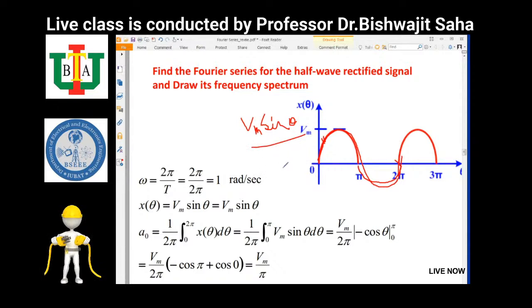Another thing we need is omega. Omega equals 2 pi f. F is 1 over T, and 2 pi by 2 pi cancel out, so omega equals 1 radian per second.